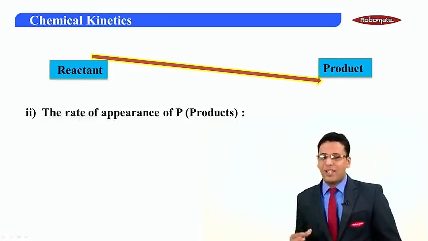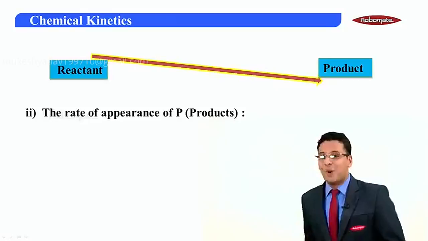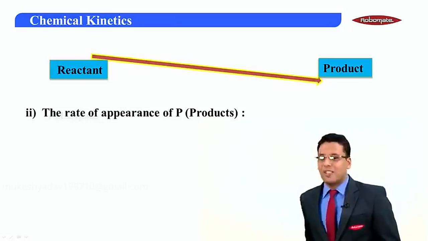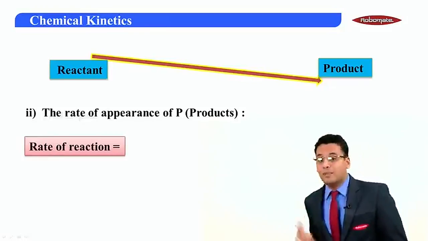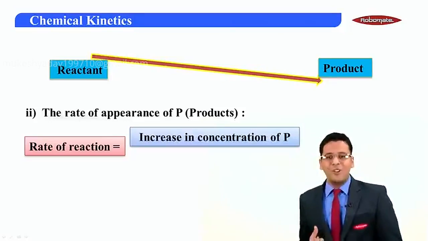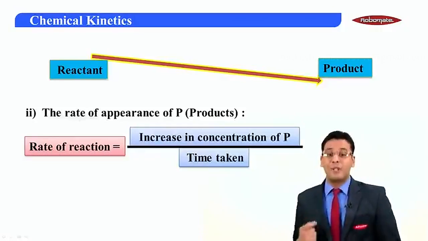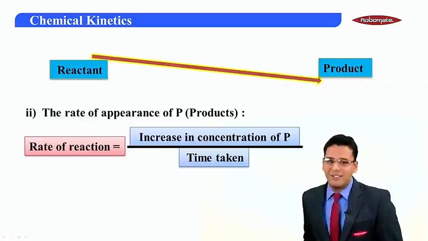Now that we are talking in terms of products, I can say that the rate of appearance of products is nothing but the rate of reaction. So this rate of reaction, which is change in concentration upon time, is nothing but the increase in the concentration of products with respect to time taken, because this increase itself is the change in concentration.